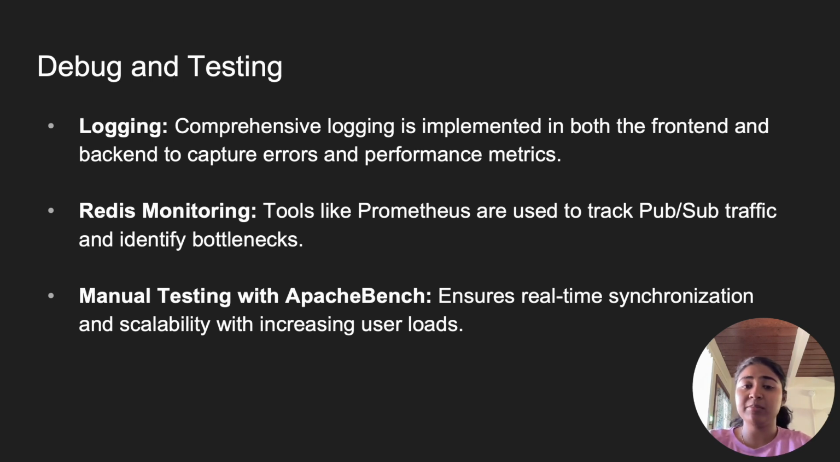Now let's take a look at the debugging and testing options of our system. To ensure the reliability of our system, we implemented comprehensive logging on both the front end and back end. This allows us to capture errors and track performance in real time, and also provides us with some crucial insights about the system. We also use Prometheus monitoring to monitor all of our microservices, which includes Redis as well, which helped us identify some of the bottlenecks in the system. Finally, we did our manual testing to validate real-time synchronization and scalability, making sure that the platform performs seamlessly across all the users.